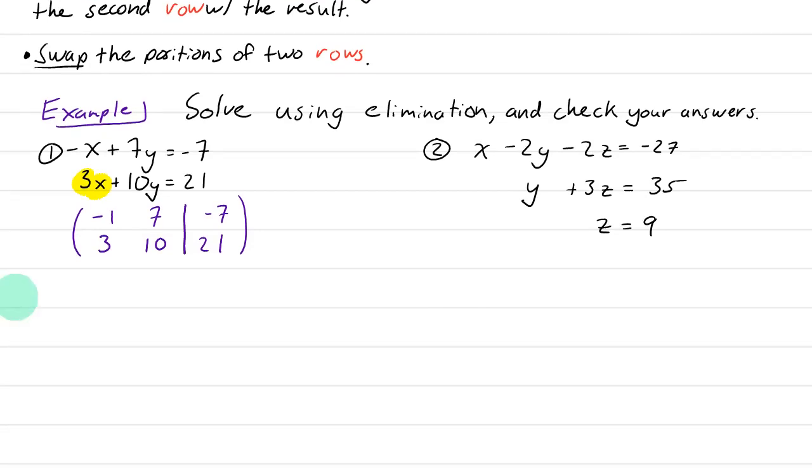And we're going to write this as a row operation. I'm going to say row 2 is going to be replaced with the sum of 3 times row 1 plus row 2. So row 1 is going to be unchanged here. I'm just doing one thing at a time. And we're going to get 3 times negative 1 plus 3 is 0. So that's eliminating the x from this equation. 3 times 7 plus 10 makes 31, plus 3 times negative 7 plus 21 makes 0.